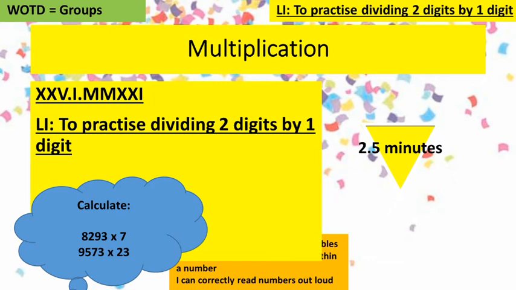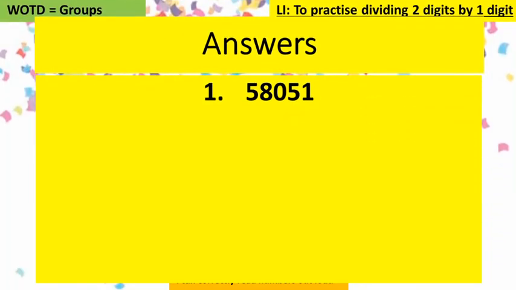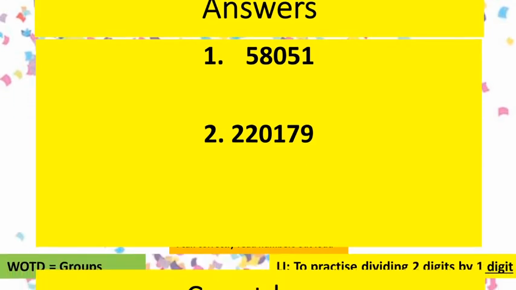Okay, let's move through this and have a look at the answers. So the answer for question 1 is 58,051. And the answer for question 2 is 220,179. So well done if you got those. If not, maybe have another go and see if you can figure out where you went wrong.